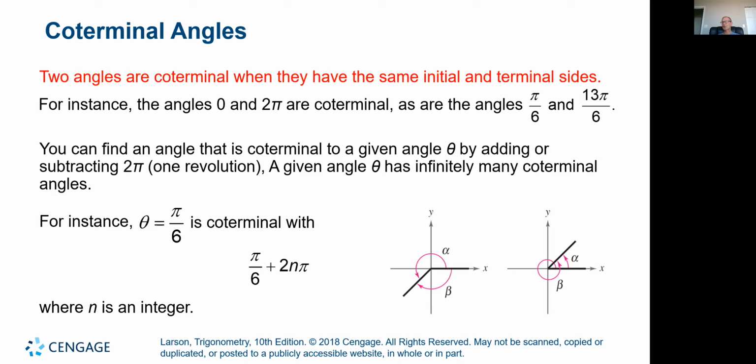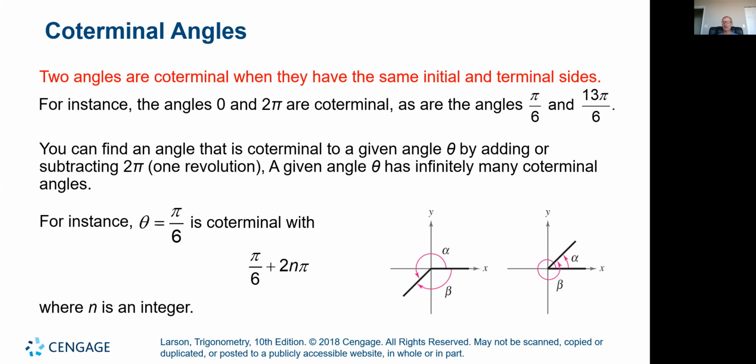So this idea of a coterminal angle is that if you take two angles, and you can see here we have pi over 6 and 13 pi over 6, what we call that is coterminal. You can see the difference between the two is 2 pi. And they say that this idea of two angles whose difference is 2 pi is coterminal. And you can see that by those two diagrams that we have here on the lower right-hand side.